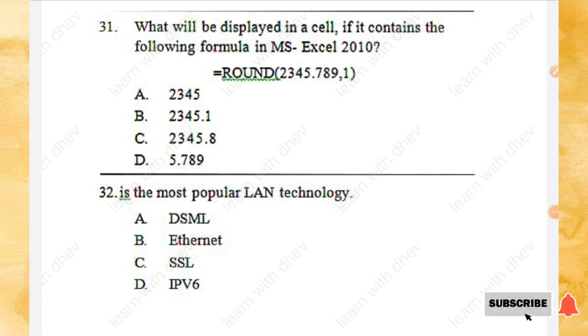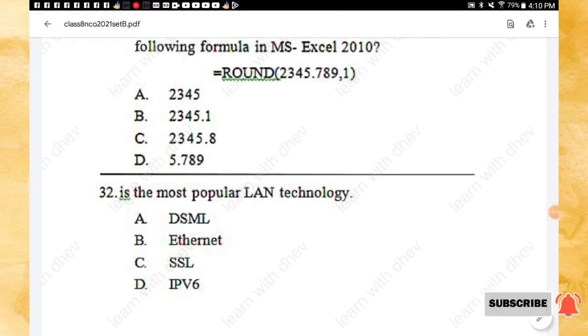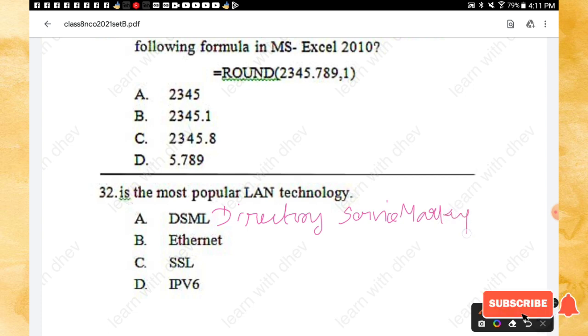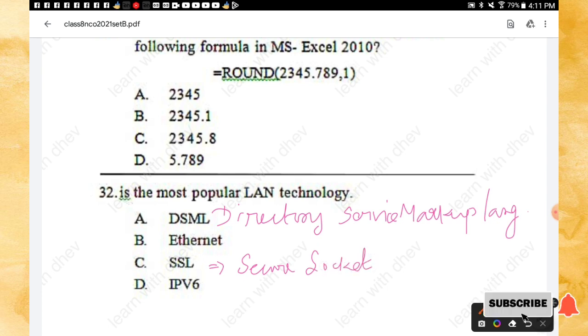Question number 32. Dash is the most popular LAN technology. Option A is DSML, directory service markup language. Then option B is Ethernet. Option C is SSL, which is nothing but secure socket layer. Then the last one is IPv6, which is nothing but Internet Protocol version 6. So which is the most popular LAN technology? Yes, it's option B, Ethernet.